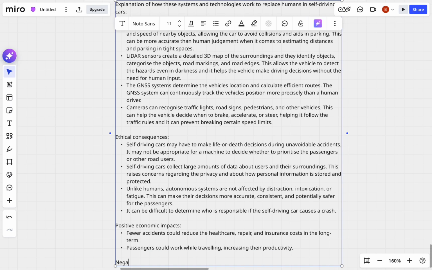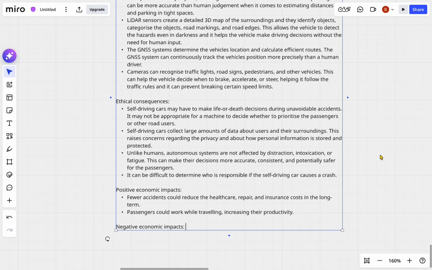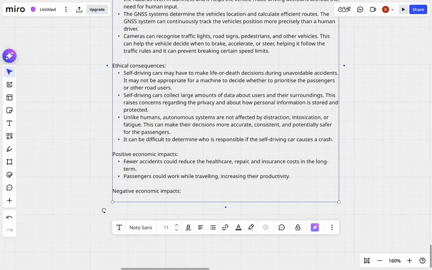Then let's do the negative economic impacts. Let me just hold on a bit. Yep. So negatives, they're very expensive, right? The self-driving cars, there are many negatives actually. One can be professional drivers may lose their jobs because the self-driving cars may take over, and it reduces human errors, so no one would trust a human anymore. But I think that's unlikely to happen. Let's just write: professional drivers may lose their job.